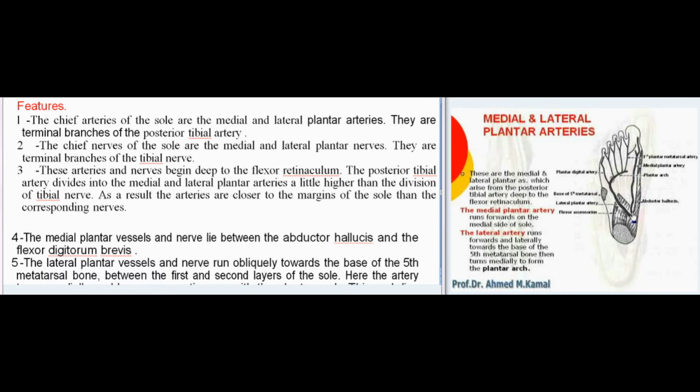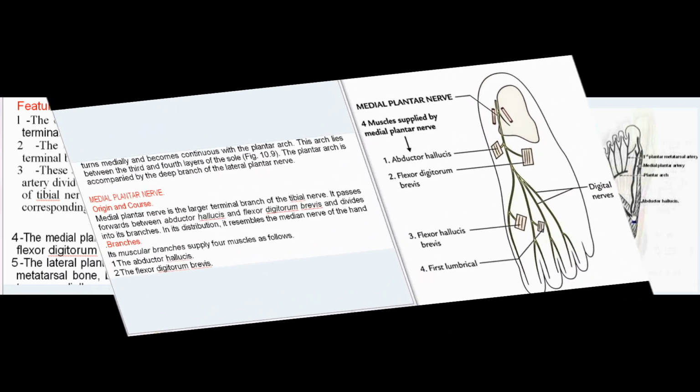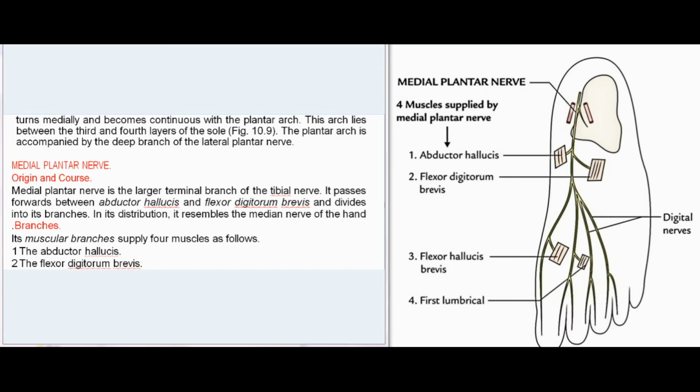4. The medial plantar vessels and nerve lie between the abductor hallucis and the flexor digitorum brevis. 5. The lateral plantar vessels and nerve run obliquely towards the base of the 5th metatarsal bone, between the first and second layers of the sole. Here the artery turns medially and becomes continuous with the plantar arch. This arch lies between the 3rd and 4th layers of the sole, Fig 10.9. The plantar arch is accompanied by the deep branch of the lateral plantar nerve.